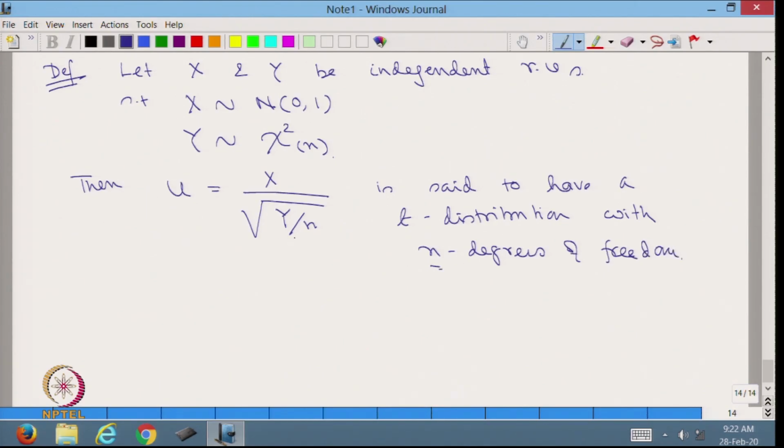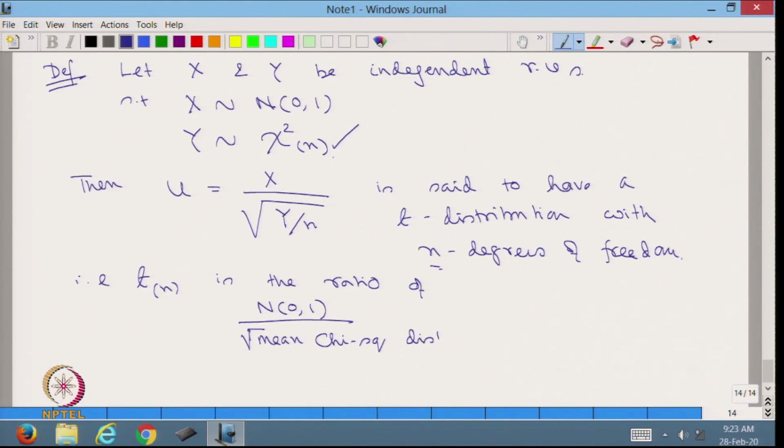This n is coming from the degrees of freedom of the chi-square distribution. That is, T n is the ratio of a standard normal 0, 1 and the square root of a mean chi-square distribution. Mean is coming because we are dividing by n, the degrees of freedom. So, what is the PDF?